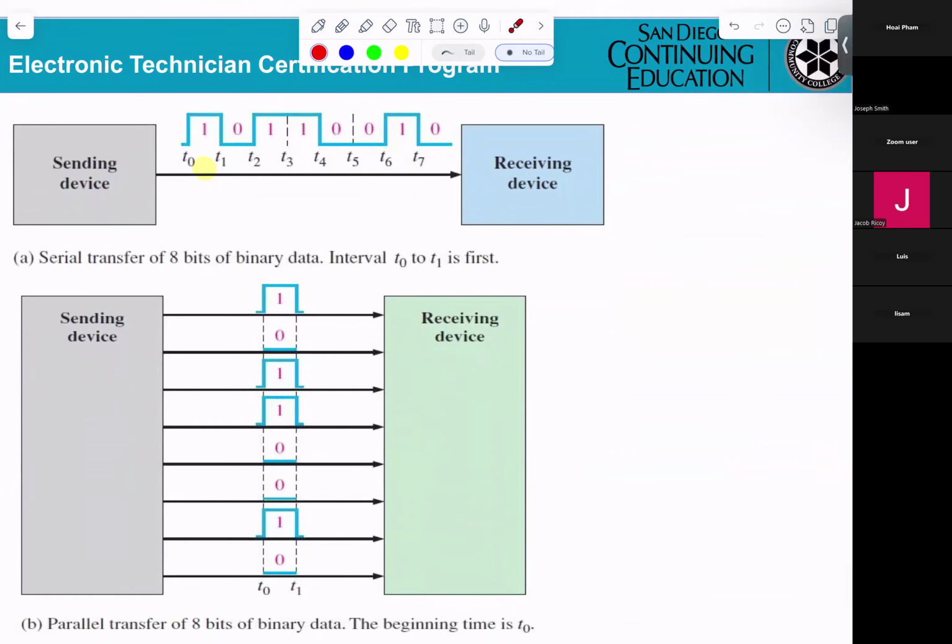Now, this is the signal transmitted. When you send from the sending device, the signal goes over only one wire to the receiver. So the signal transfer will go this way. That is serial data. So for serial data transmission, they need only one wire.